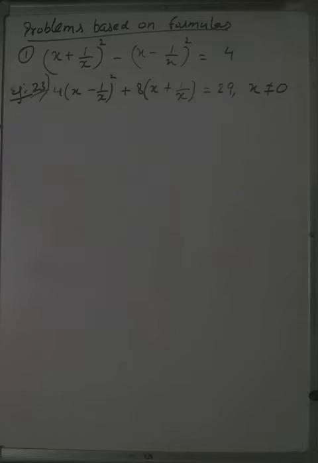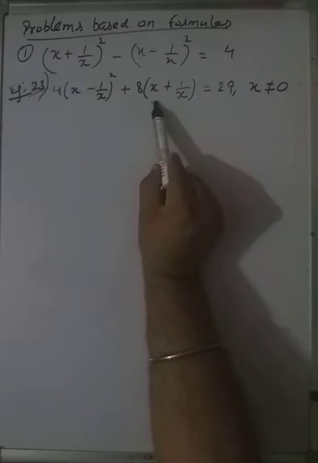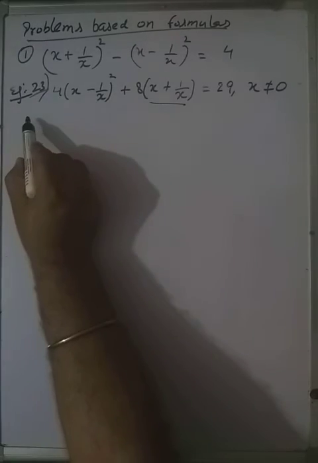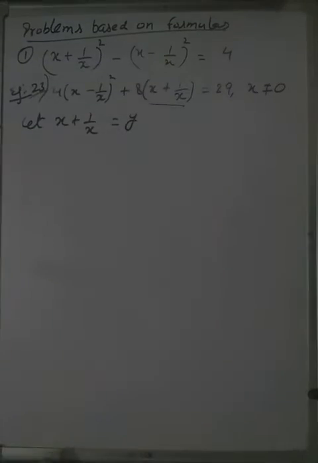So we already know one relationship between these two, that is (x plus 1 over x) whole square minus (x minus 1 over x) whole square is equal to 4. Now how to use this in the question? Here we will look at the term that is without power. This term x plus 1 over x is without power, so we will substitute this. We will write, let x plus 1 over x is equal to y.